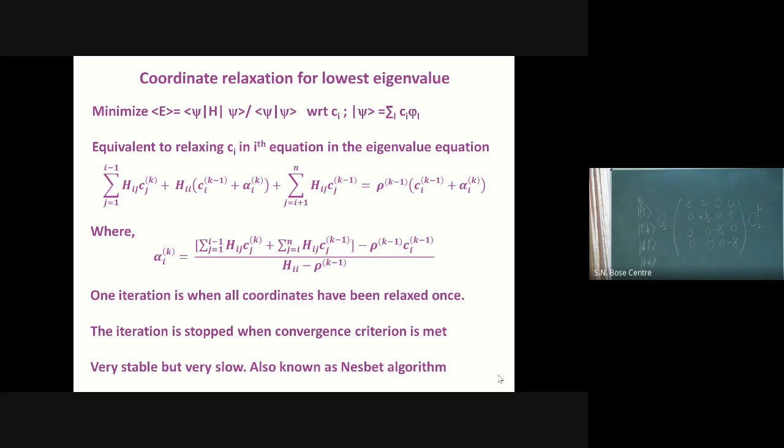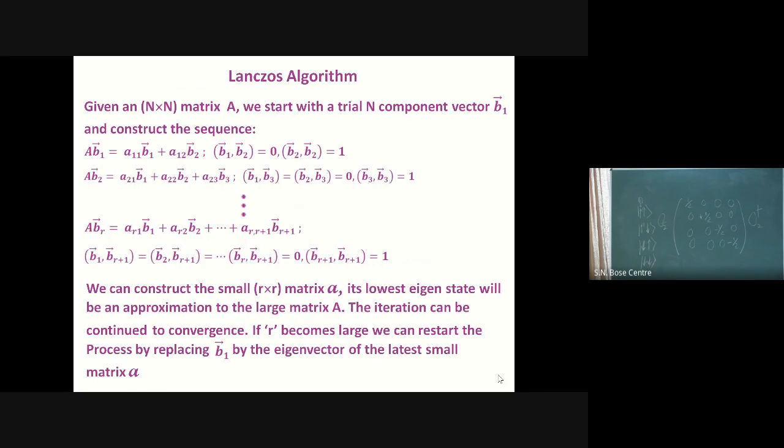And then you have other methods. The other method is the Lanczos method, which was spoken about in yesterday's talks. And you start with an n-component trial vector. So A is an n by n matrix. So what you do is you take the n-component vector and operate on that vector by the matrix A. You can decompose the result AB1 into something that is along B1, which is A11 B1, plus something in the orthogonal direction, A12 B2. B1 comma B2 is equal to 0, but B2 comma B2 is equal to 1.